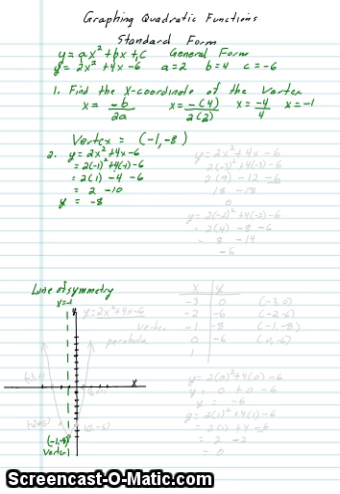Now, I'm going to find 4 more values that are going to form my parabola. So right here, I'm going to have my x, y table. Now, I've already found the vertex, which is -1, -8. That's my vertex.